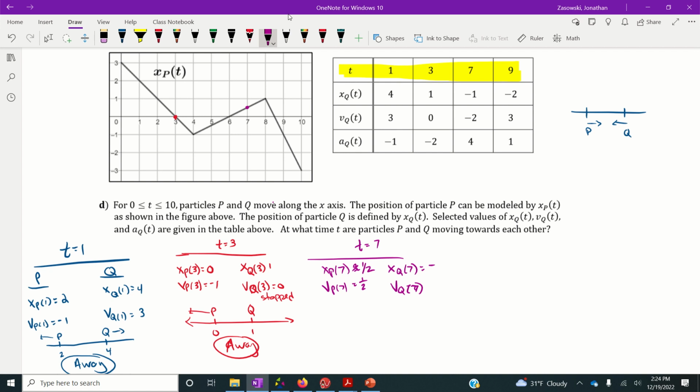So Q is placed at negative 1, and the velocity is negative 2. And then we can see from our number line, P is currently placed at 1/2. Q is placed at negative 1.